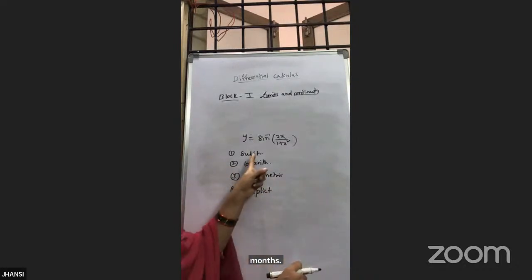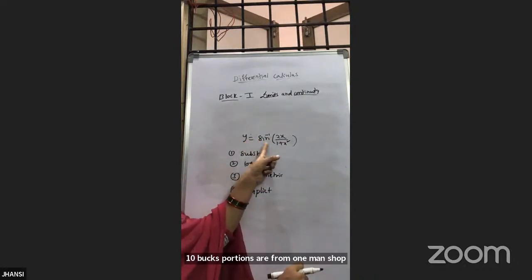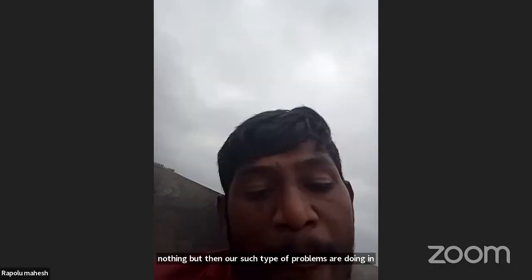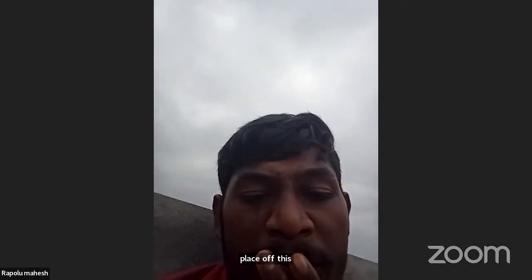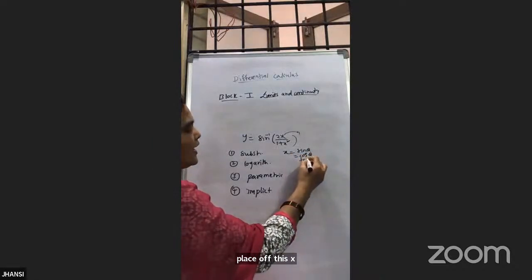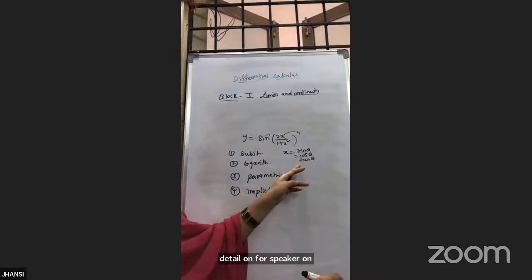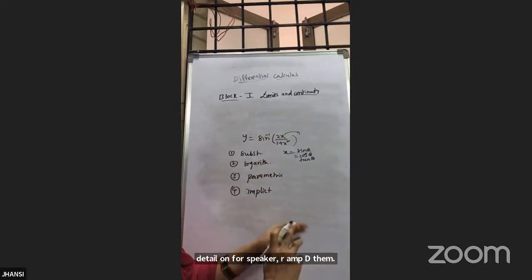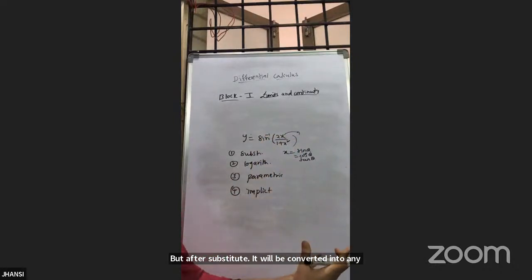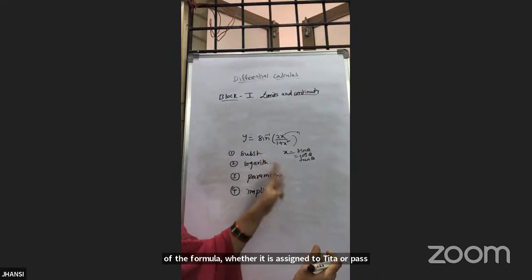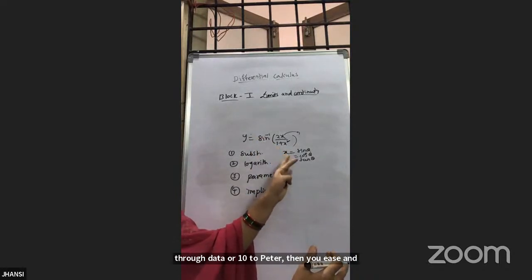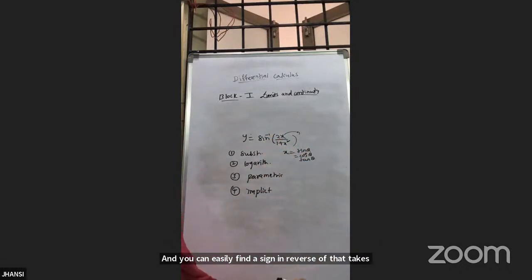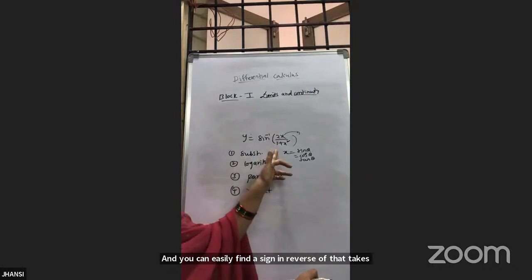Okay. So the substitution method is nothing but whenever such types of problems are given, in place of this x, you can substitute either sin theta or cos theta or tan theta. After substitution, it will be converted into one of the formulas, whether it is sin 2 theta or cos 2 theta or tan 2 theta. Then you can easily cancel out those and you can easily find the sine inverse of that x value. Then you will get the method.